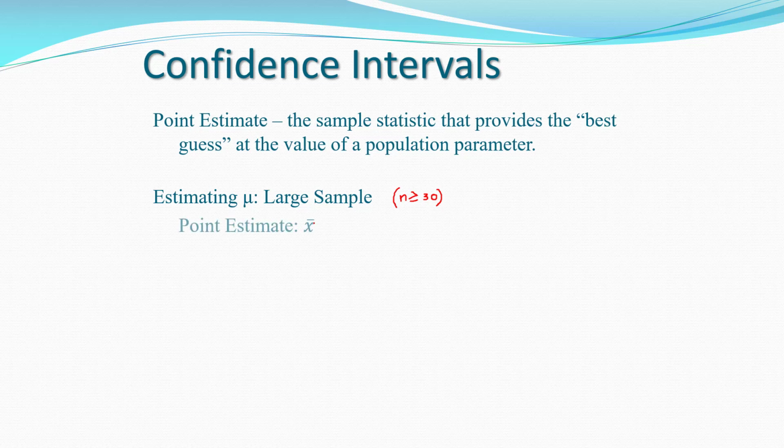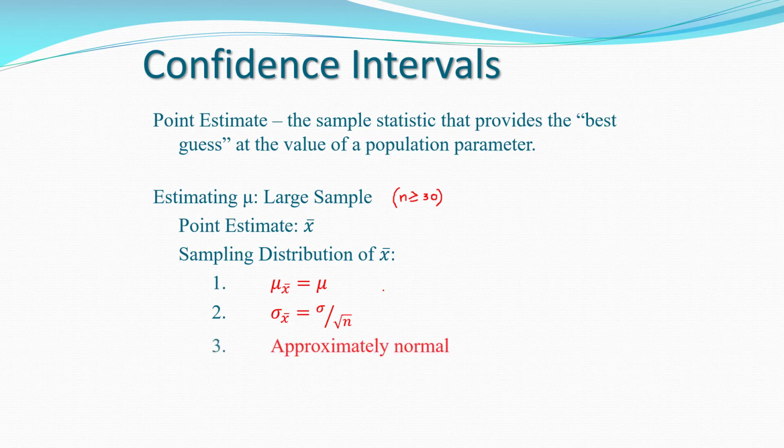So here's what we know. The point estimate, our best guess, is X bar, the sample mean. We learned three things about the sampling distribution of X bar. When I had the conversation with you about sampling distributions, we learned that the mean of the X bars is centered at mu. We learned that the standard deviation, sometimes called the standard error, of the sampling distribution of X bar isn't sigma. It's sigma divided by the square root of n. And when we have large samples, the central limit theorem will let me know that the shape of the distribution is going to be approximately normal.